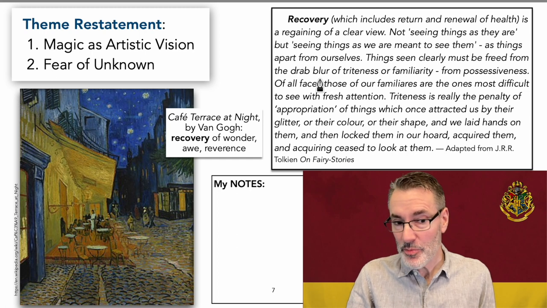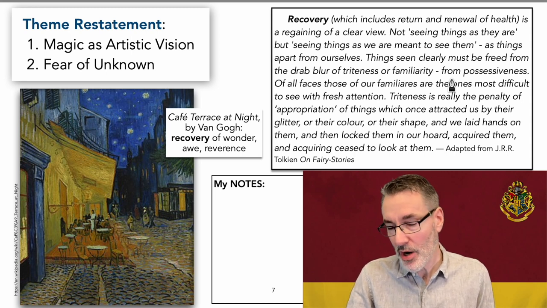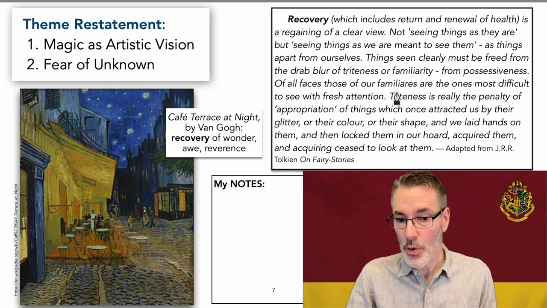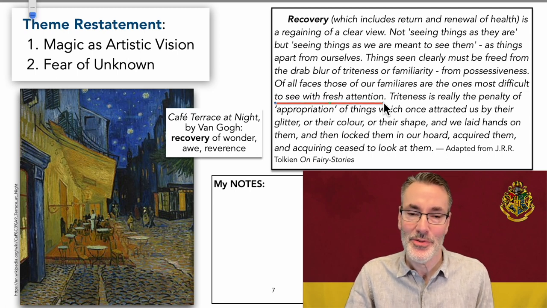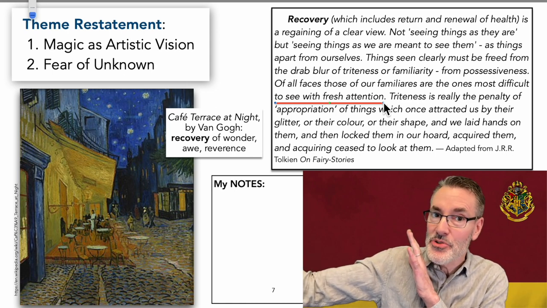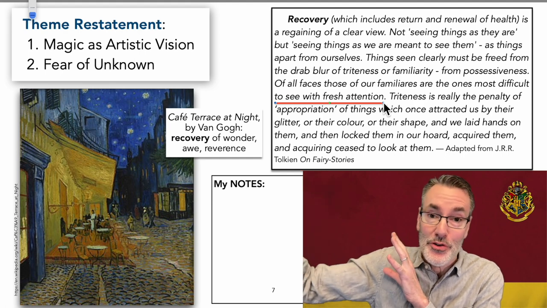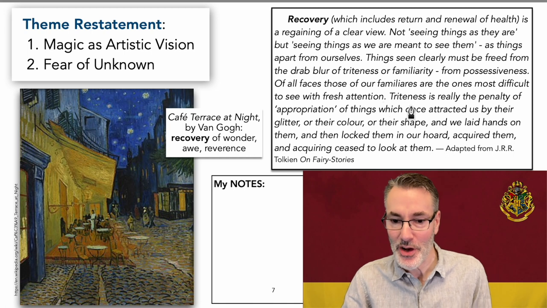Things seen clearly must be freed from the drab blur of triteness or familiarity, from possessiveness. We possess them. We become part of them, and they become part of us in not a good way. Of all faces, those of our familiars are the ones most difficult to see with fresh attention. Look at the people around you. Don't take your brother and sister for granted. Don't take your mom and dad for granted. Step back, get some distance, make them an object, and look at them as a strange and wonderful creature out there in the universe, as opposed to just part of your breakfast cereal and coffee.